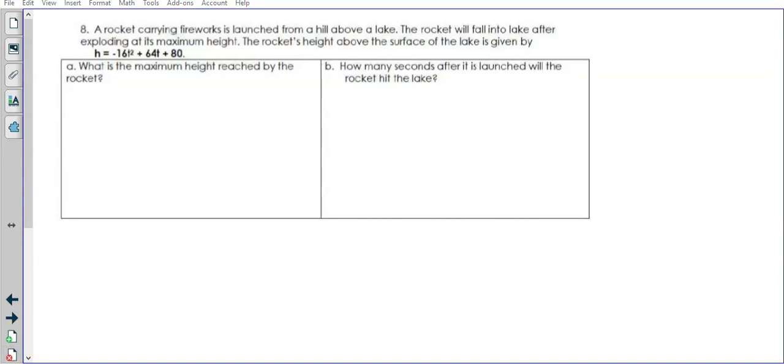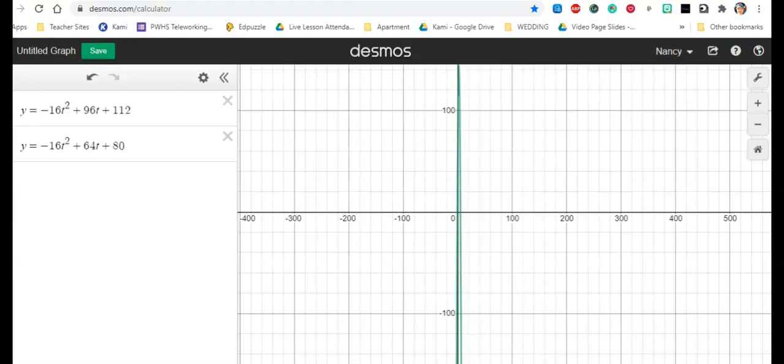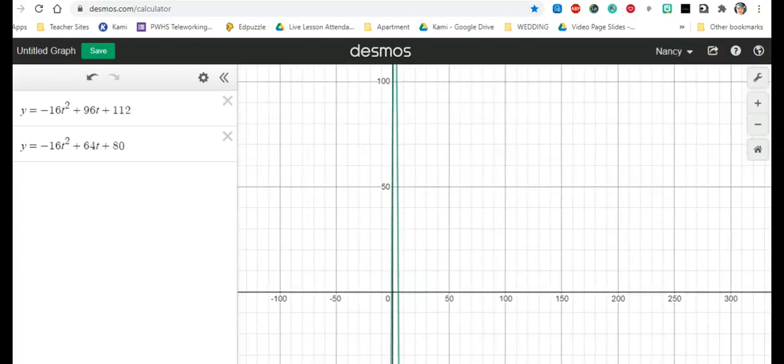Okay, so this is our first problem, and this problem is on your paper. So we can go to Desmos, and we're going to go over to Desmos and graph this. The problem is when you graph one of these types of quadratic equations, here's what happens. Do you see how skinny this thing is?